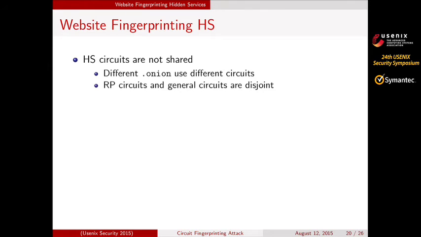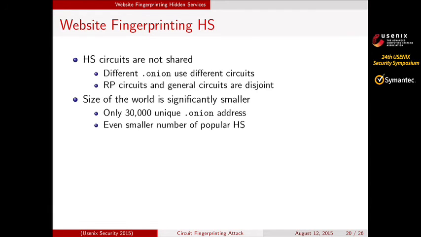However, what we think is that some of the criticisms pointed out are not really applicable in the domain of hidden services. For instance, the hidden service circuits are not shared, so all the data we're going to get is really clean. If we want abc.onion, we're going to get abc.onion. So that's point one. Second, the size of the world is significantly smaller.